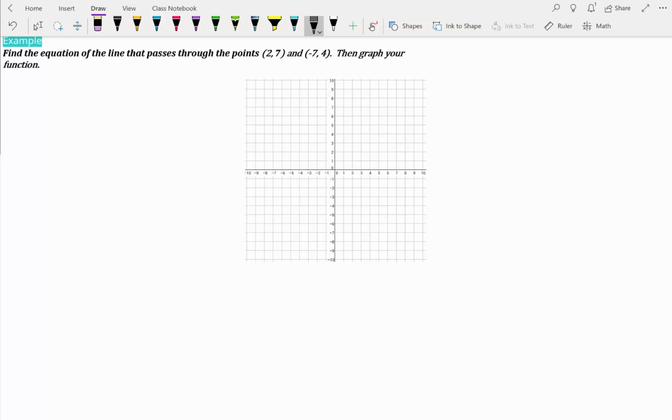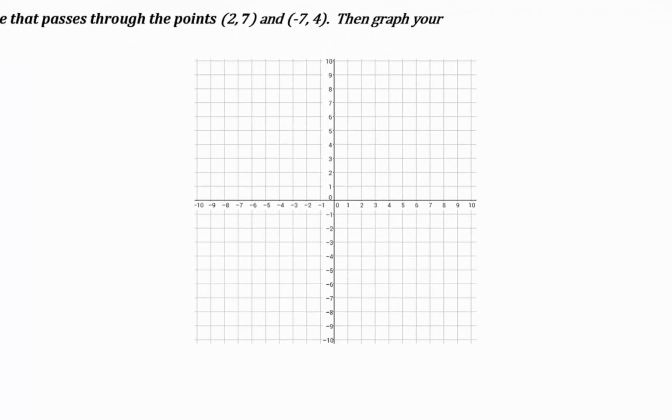So let's try all of this again with a different problem. In this case, we want to go through (2, 7) and (-7, 4). So before we start, let's try visualizing this, and it's going to help us see some really crucial insights to our problem. So (2, 7) would be located right here, and (-7, 4) is going to be located right here.